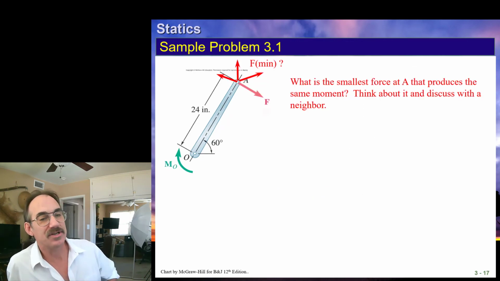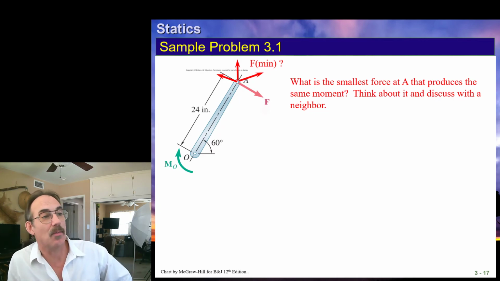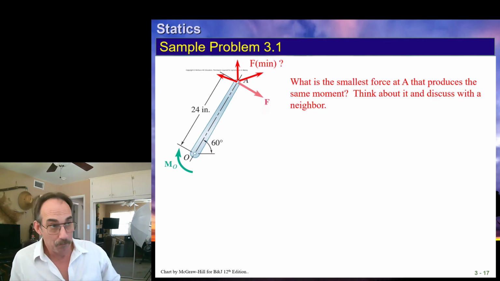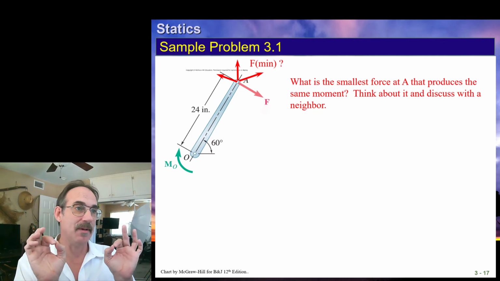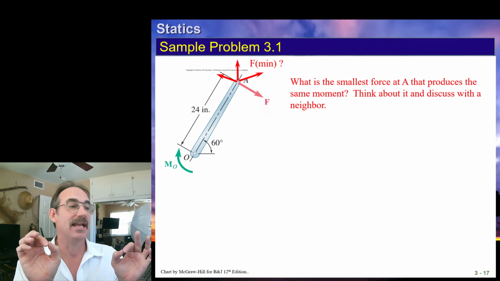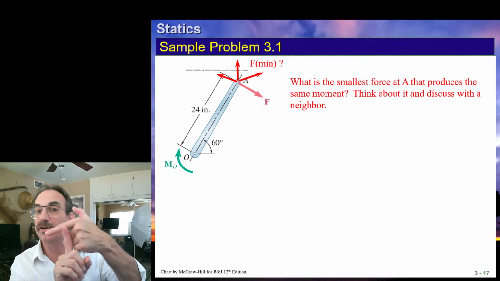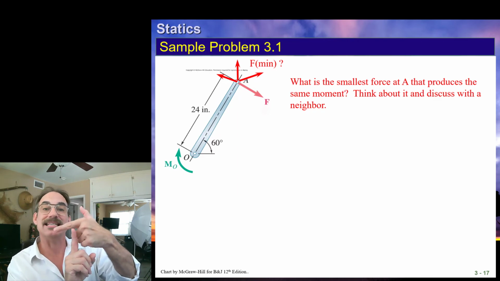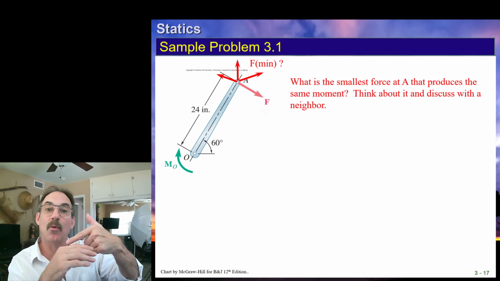Here's another conceptual question. Of these four red forces shown here, which one will require the smallest force to have the same moment? Well, obviously, it's the one that's perpendicular to that R. If it's perpendicular to the R, then that sine theta is not reducing that projection. You're getting the full force acting on the thing.